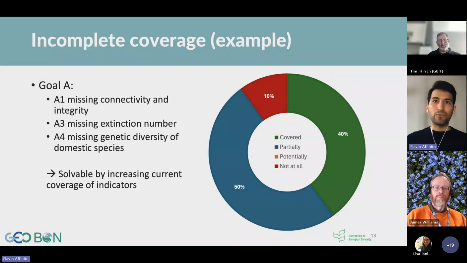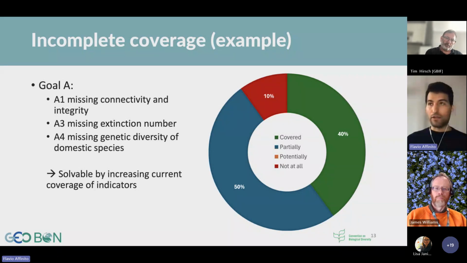So to give you some examples, if we look at goal A specifically here, what we have is a case of incomplete coverage. Overall, we've got a pretty good coverage of this goal by the monitoring framework, but there are still a few elements that are only partially covered because of a few things. For example, the red list of ecosystem assessments for headline 1 do not all assess connectivity and integrity. Some of them do. So if we expanded them fully to include connectivity and integrity, then that would be 2 elements that would be fully covered as well for goal A.